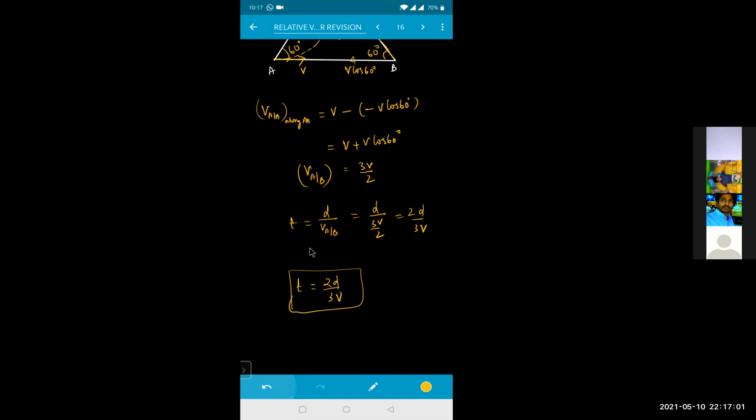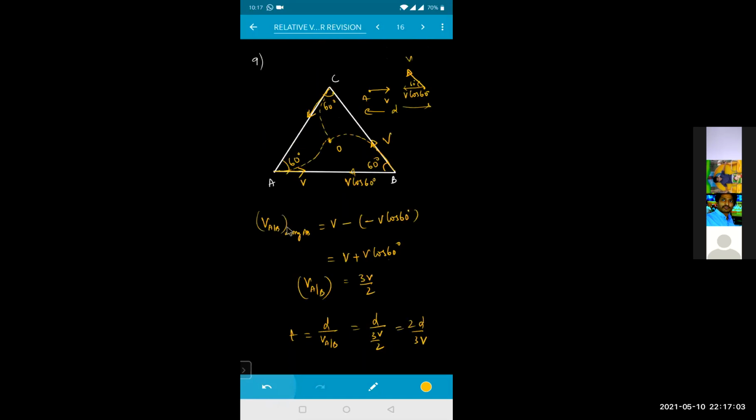Did you understand? Nothing more to do. Look, I have taken the component of B and added it to your A. Or else you can take between B and C, and C and A also, you can do the problem.